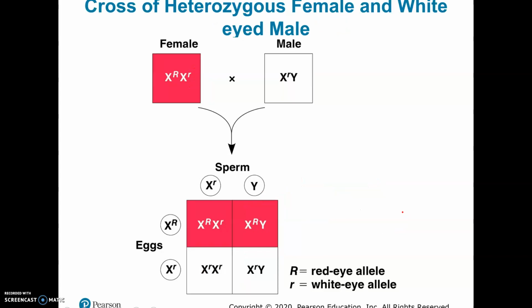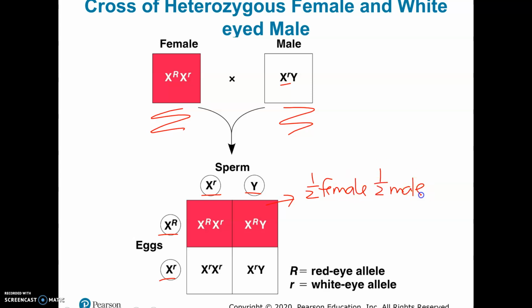Here's another example. In this case, we're crossing a heterozygous female with a recessive male, a white-eyed male. He's not homozygous. He's only got one X. Sorry. And again, notice our female, she can give big R or little r, and the male gives little r and Y. And in this case, what we end up with, interestingly, is half of our females and half of our males both with red eyes, and then the other half of our females and half of our males with white eyes.